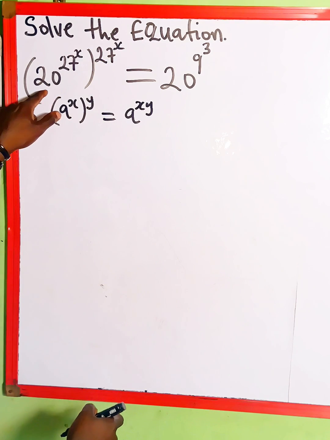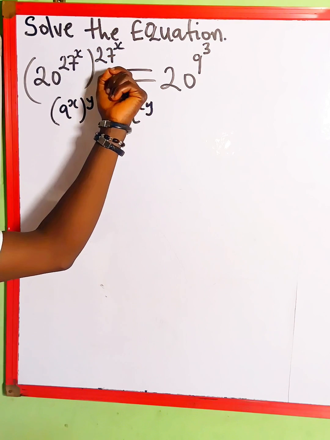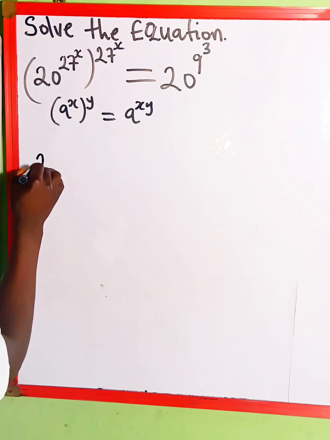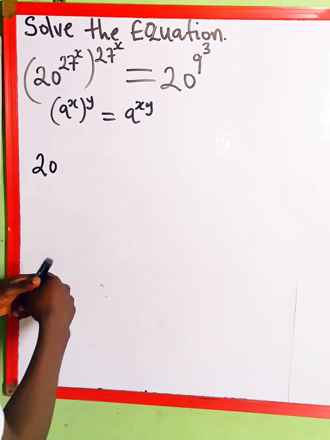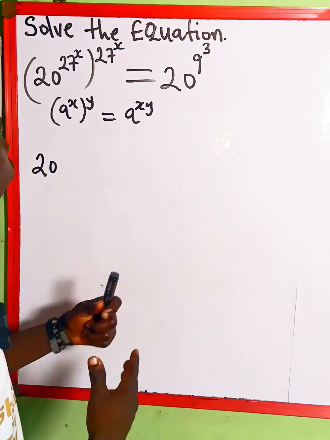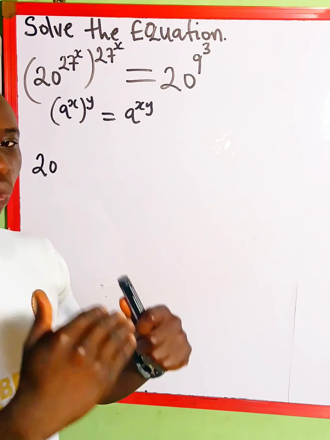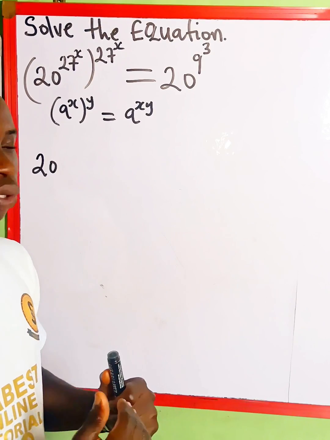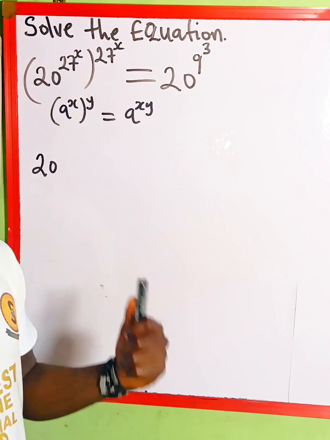So that when we write this 20, then we multiply the two powers. So we are going to have 20, then raised to the power of the multiplication of these two powers. Recall that when you are multiplying two exponential expressions with the same base, what you are going to do is to write one of the base, then you add the powers.